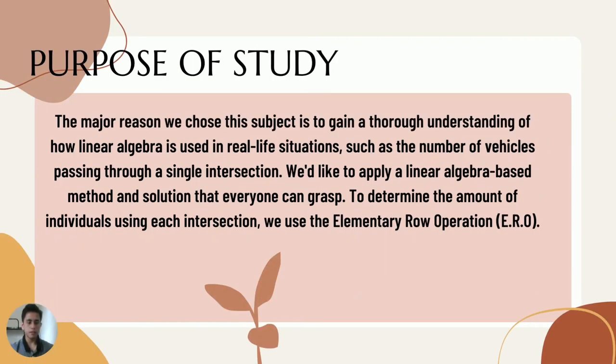The purpose of study. The major reason we chose this subject is to gain a thorough understanding of how linear algebra is used in real-life situations, such as the number of vehicles passing through a single intersection. We'd like to apply a linear algebra-based method and solution that everyone can grasp. To determine the amount of individuals using each intersection, we use the elementary row operation, also known as ERO.